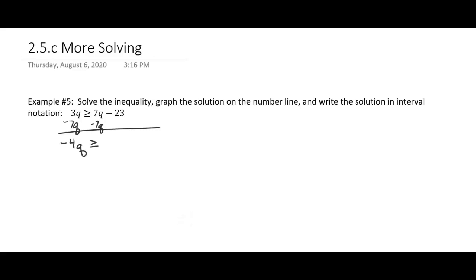And then those cancel out, and I have the negative 23. Okay, so now I'm going to divide by a negative number. I'm going to divide by negative 4. And so I'm going to have q, and I have to switch the inequality because I divided by a negative number, is less than or equal to, and then a negative divided by a negative is positive, so it's going to be 23/4. So it's an improper fraction.